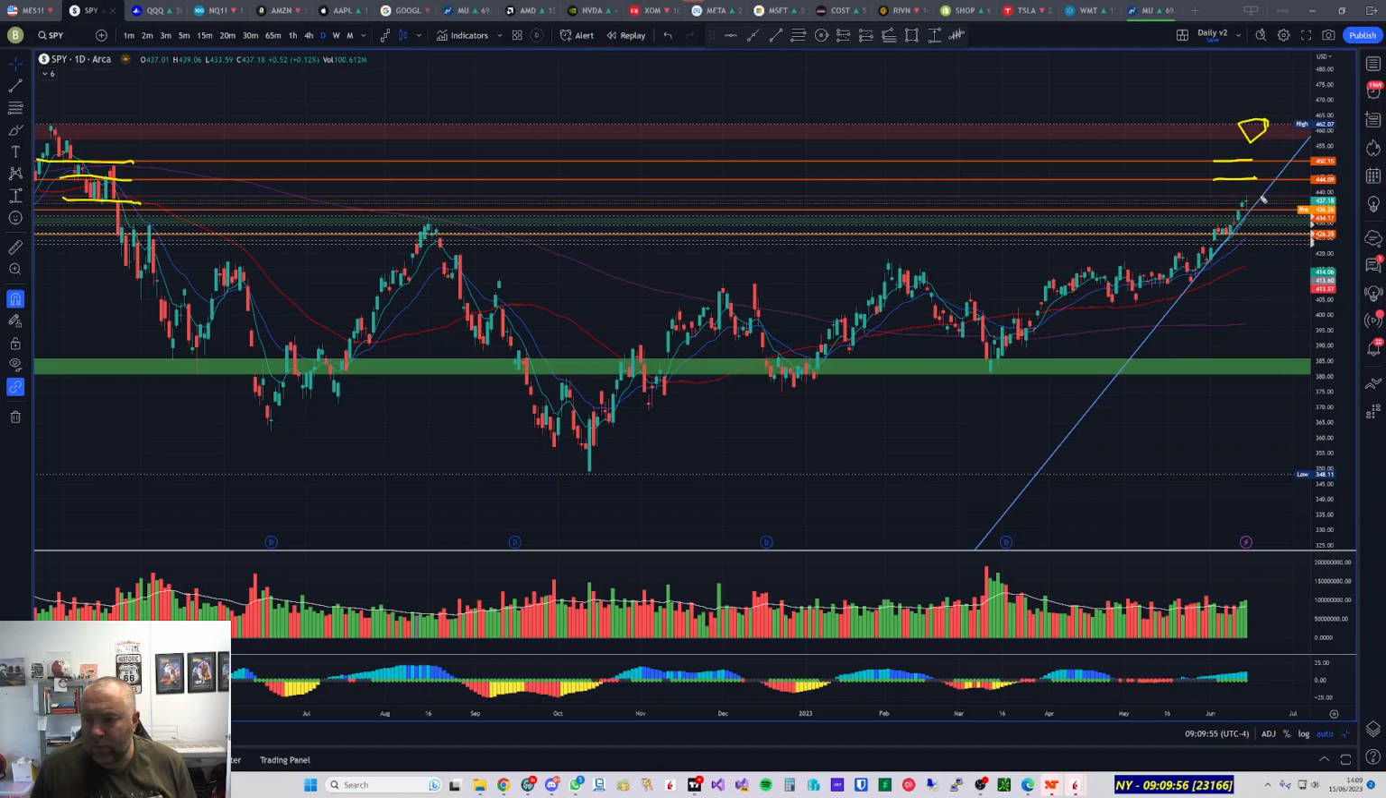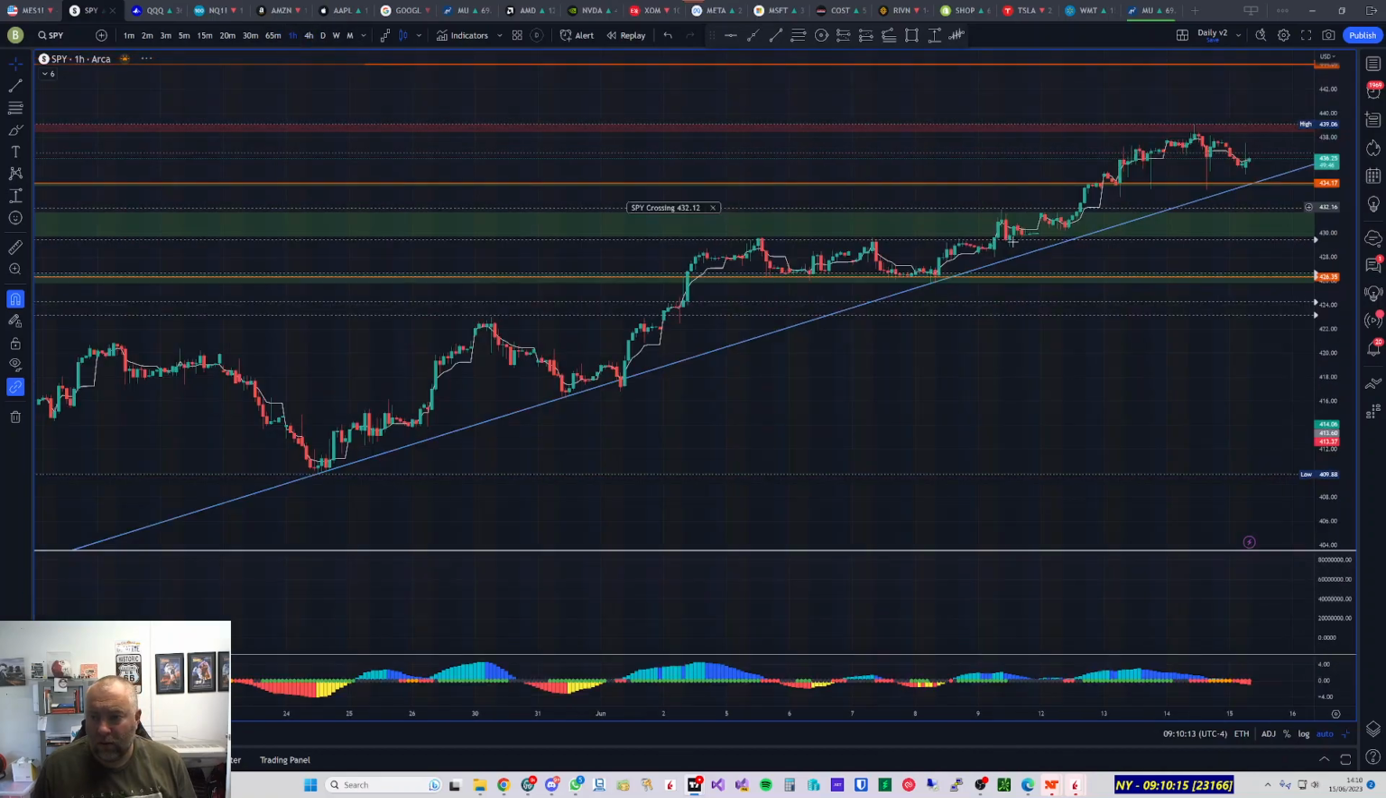Or we're looking for a break and retest of this area, which I'm going to go into the 60-minute chart. So we still got this. So this major area is probably the bounce area. So let's go back into 60-minute. That one.